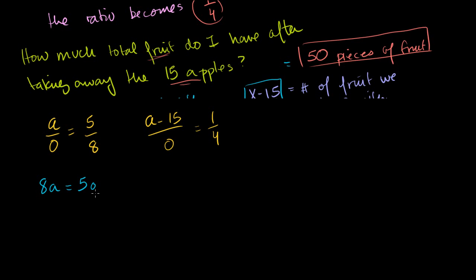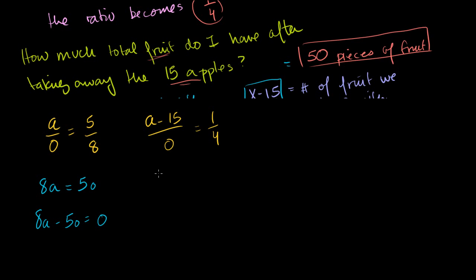Is equal to 5o. Or if we subtract 5o from both sides, we get 8a minus 5o is equal to 0. So this is just a linear equation with two unknowns. Now what do we get on this right-hand side?